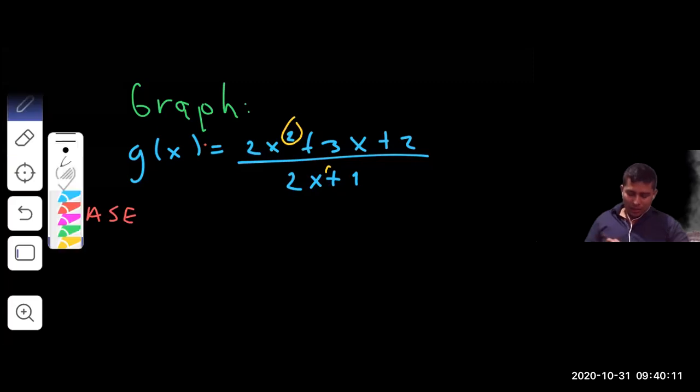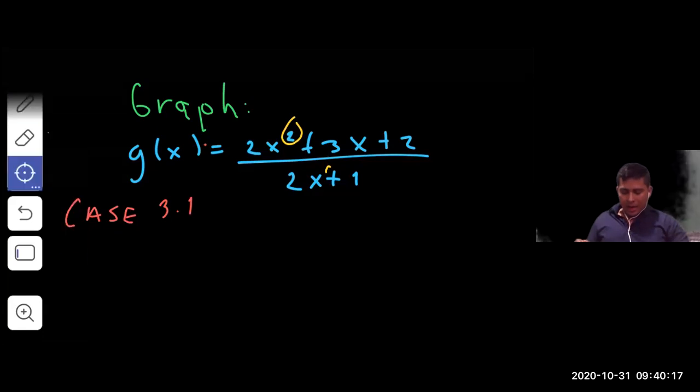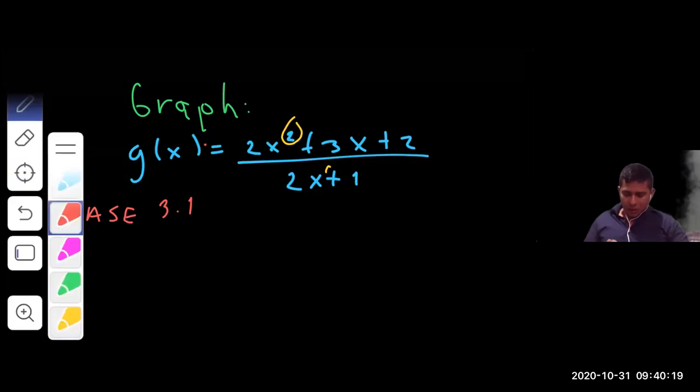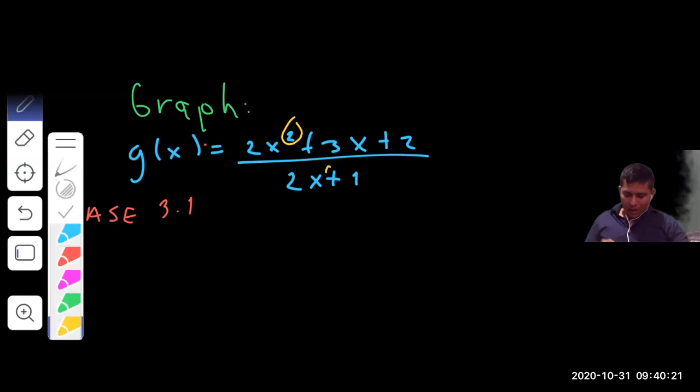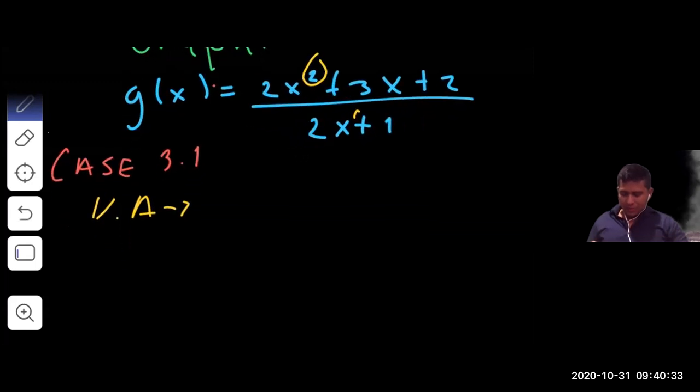Which case is this? 3.1, right? And what can we do with this 3.1 case? We can find a vertical asymptote. Can someone help me? How do I find a vertical asymptote? This never changes, actually. How can I find a vertical asymptote in this case?